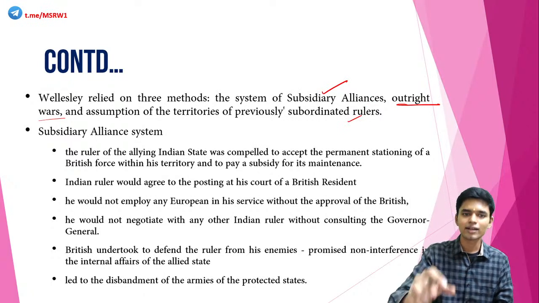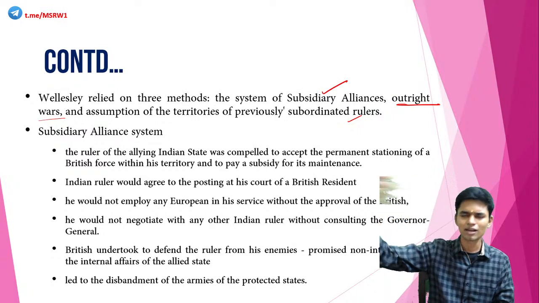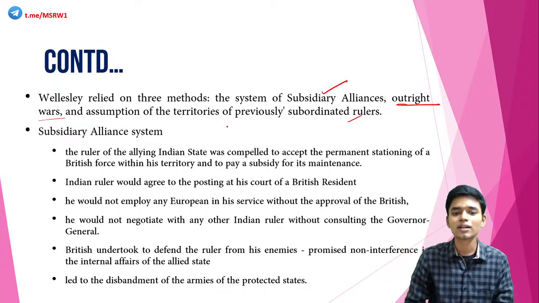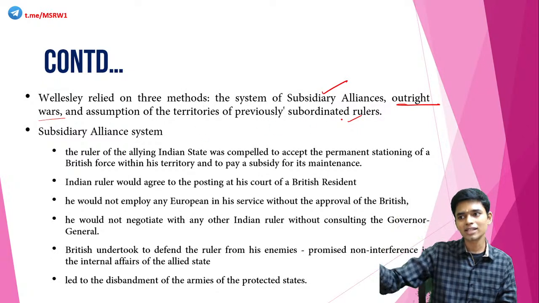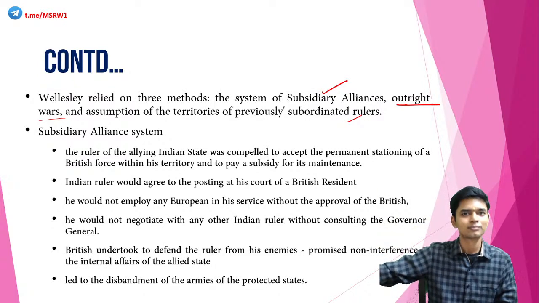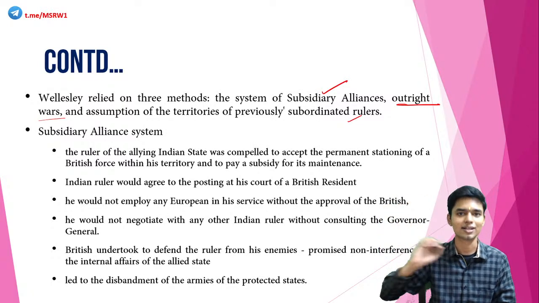Subsidiary alliance we will look into in detail. What is outright war? Outright war means picking up a war with someone else, defeating them and annexing the territory. That is the outright war method. Third one, assumption of territories of previously subordinated rulers. Already some rulers are now mere puppets in the hands of Britain. Now the puppet ruler is removed and the company takes the territory all by itself. This is the third strategy.